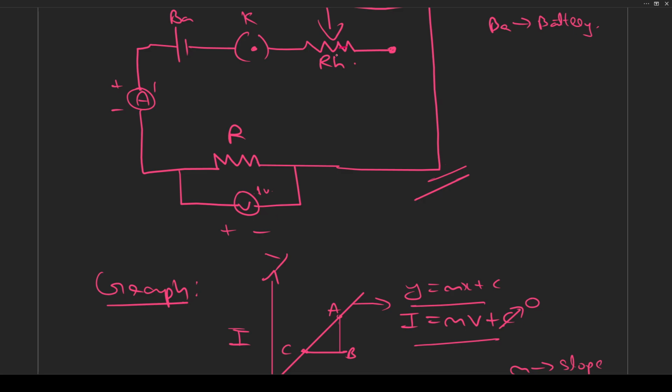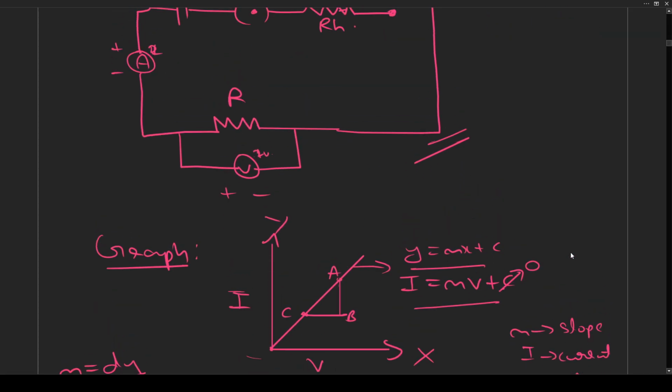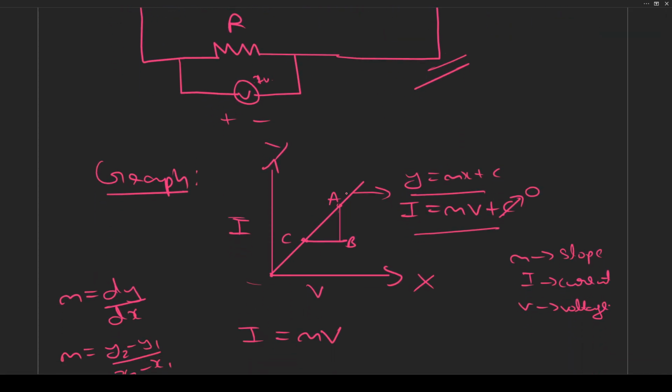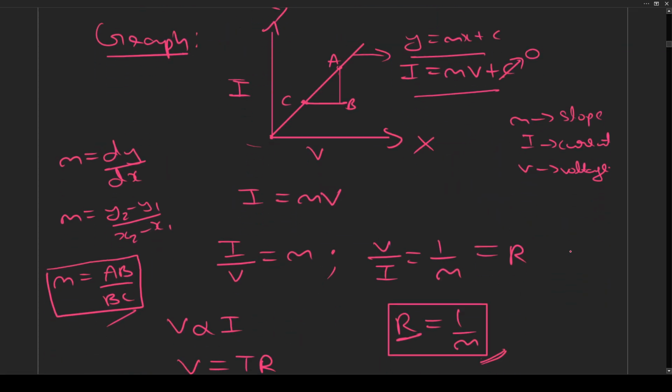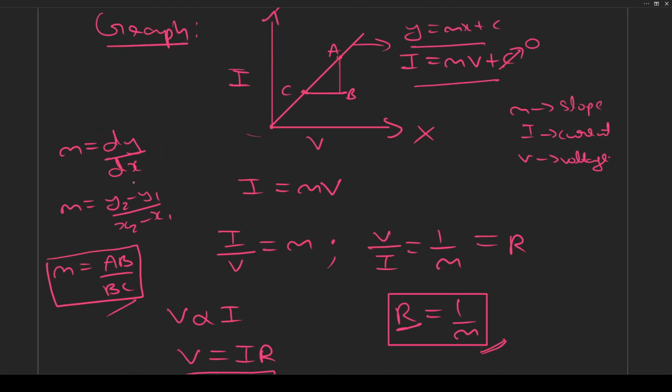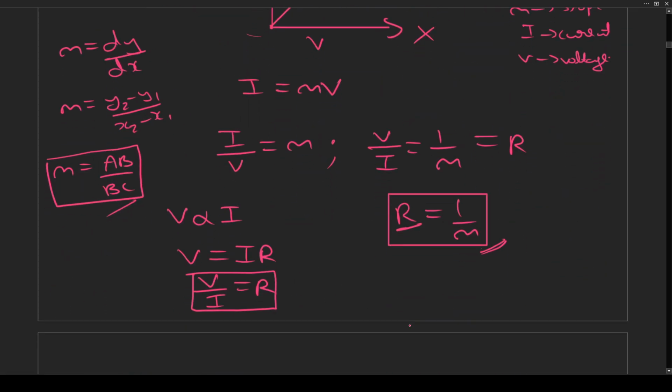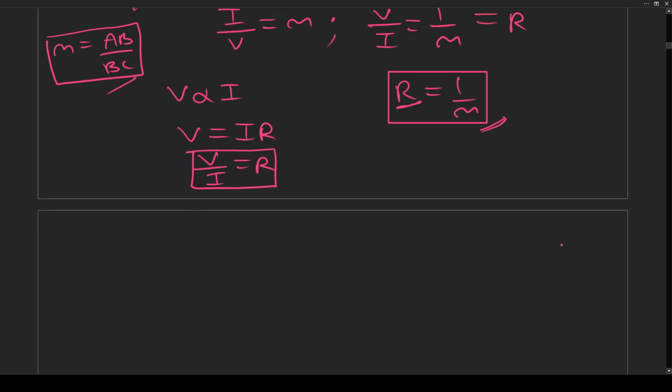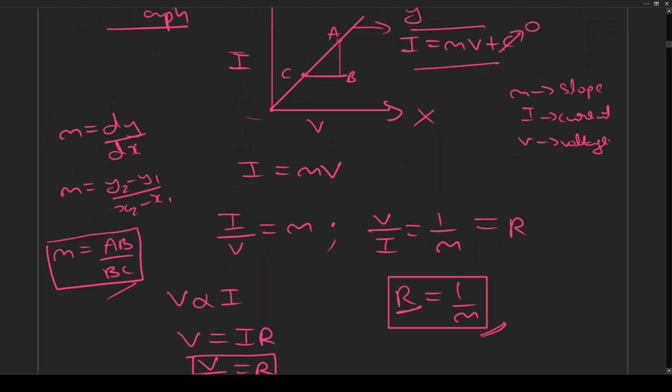After slightly adjusting the rheostat, let's assume this shows 2 ampere, and because the current is changing, potential will also change. Let's assume this will show, it's just an assumption, not real values, 2 volt. More trials are taken, and all these values are noted in a tabular column, and from that we plot this graph, and from the graph we get the slope, which is AB by BC, and our formula R equals 1 by M. We will get resistance.